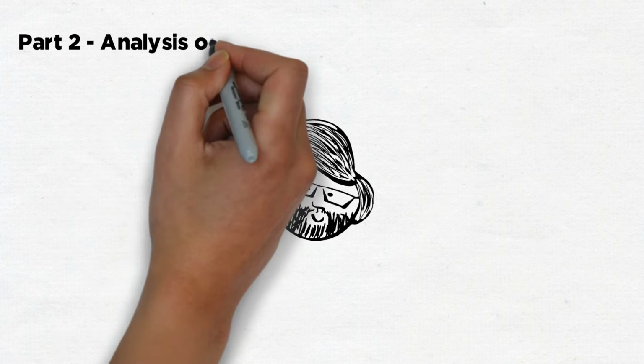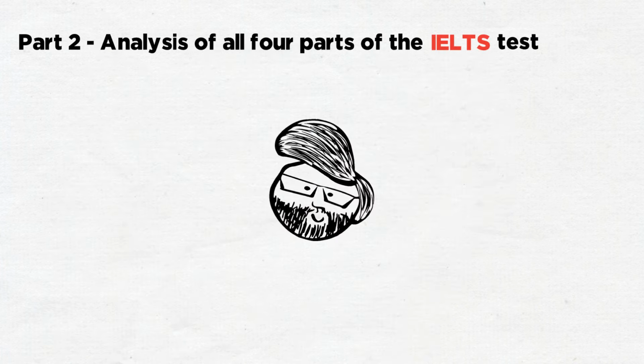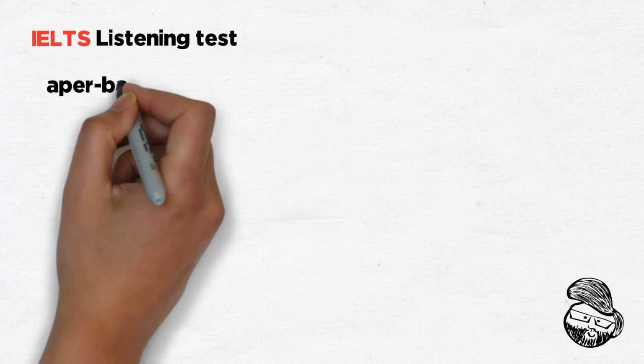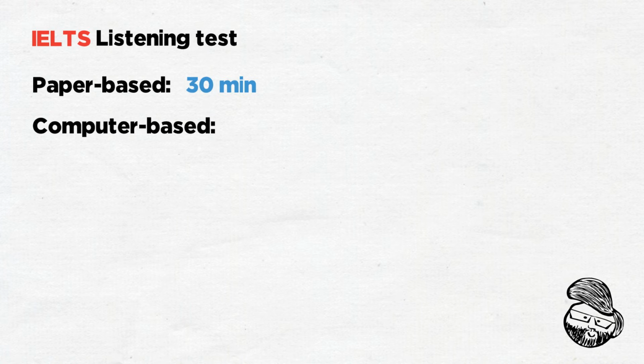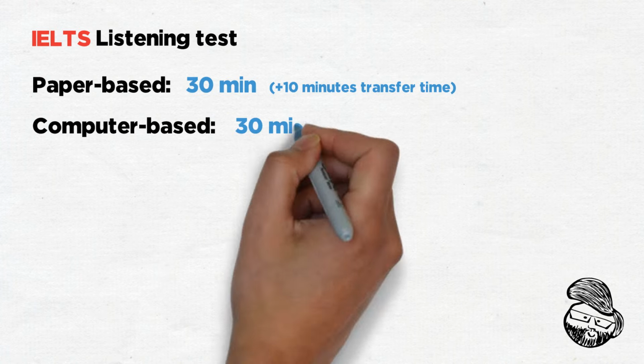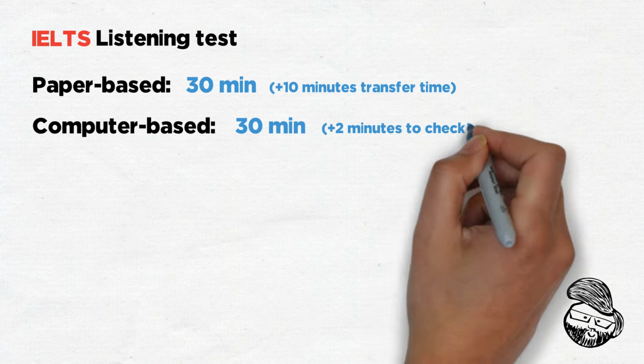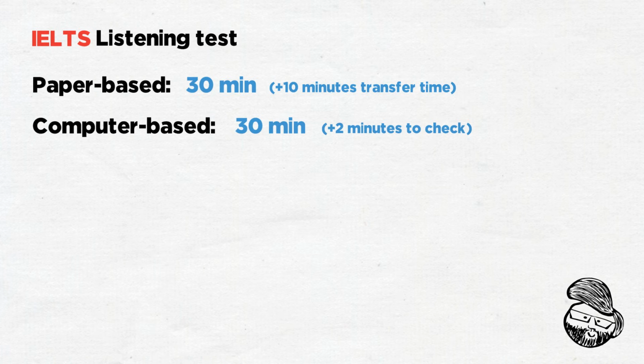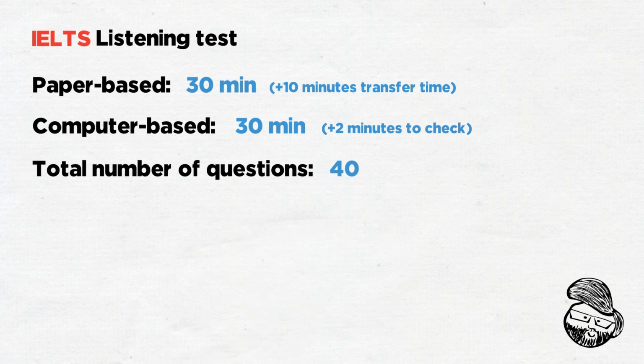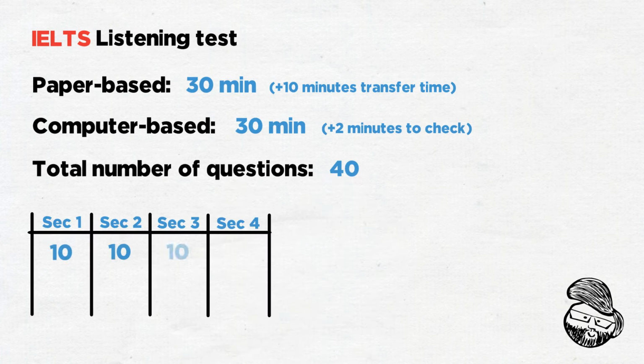Today, we're taking a look at all 4 parts of the IELTS test. The first one we'll take a look at is the listening test. The listening test lasts about 30 minutes, with 10 minutes of transfer time, but only if you're taking the paper-based version. If you're taking the computer-based version of the test, you will only be given 2 minutes to check your answers. The test consists of 40 questions in total, divided equally into 4 sections.